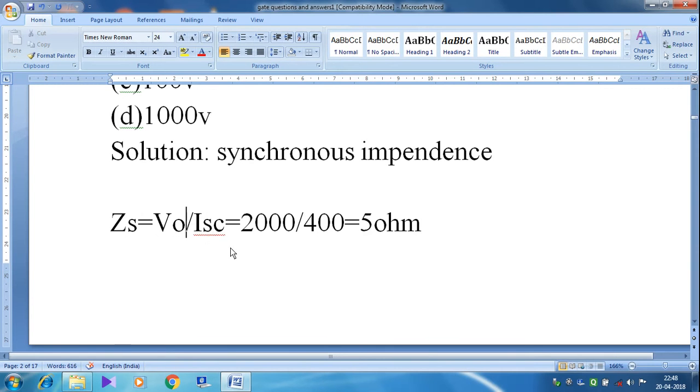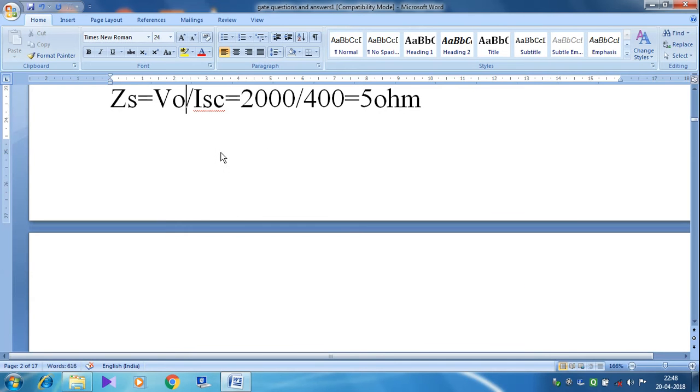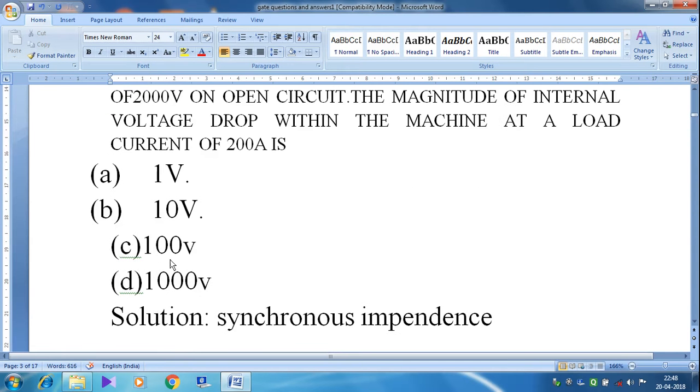ये synchronous impedance हमको मिला. So that is 2000 by 400, that is 5 ohm. Therefore we are easily getting the internal voltage drop, that is I ZS. So internal voltage drop for 200 load current, I ZS is equal to 1000 volt. Therefore answer is D, that is 1000 volt.